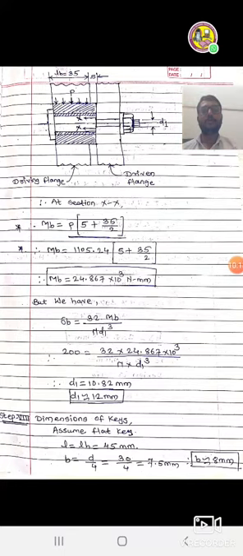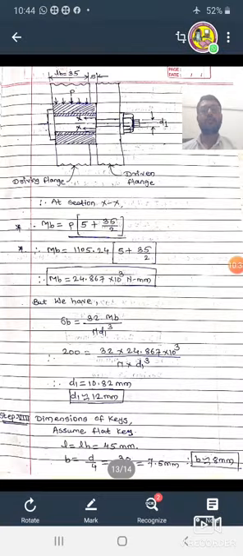At section XX, MB equal to P into (5 plus 35 by 2), that is this 5 distance plus 35 total length divided by 2, MB equal to 24.867 into 10 raised to 3 Newton mm. But we have sigma B equal to 32 MB upon pi d1 cube. Finally we get d1 answer as 10.82, means approximate value is 12 mm.